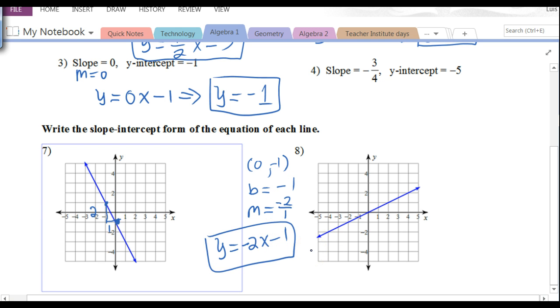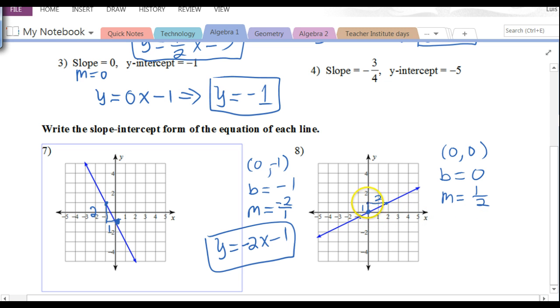Okay, alright, the next one. My b, right, is right here. So it's 0, 0, the origin is (0, 0), so in this case the b is 0. Let's find the slope. Okay, so I go up 1, and then it's 2, right? 1 and 2. So my m is up 1, and it's positive because I went up, and I went to the right 2.